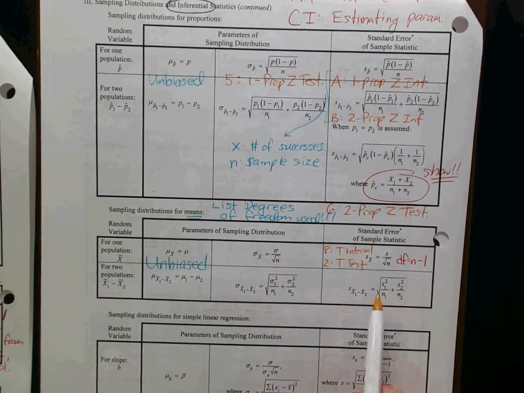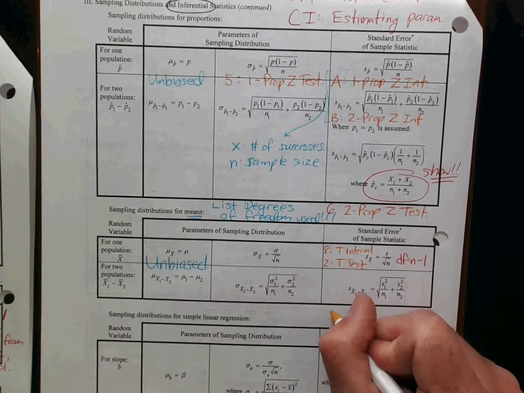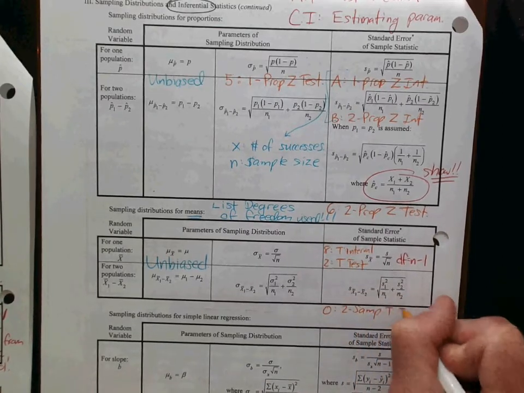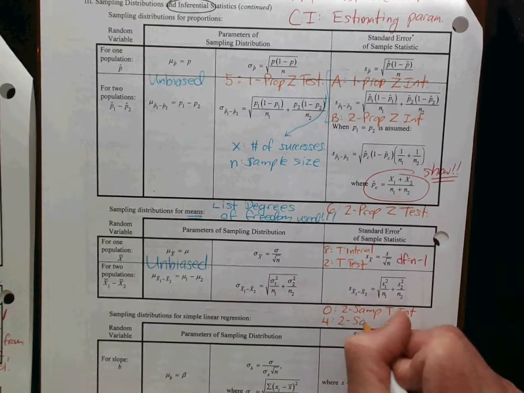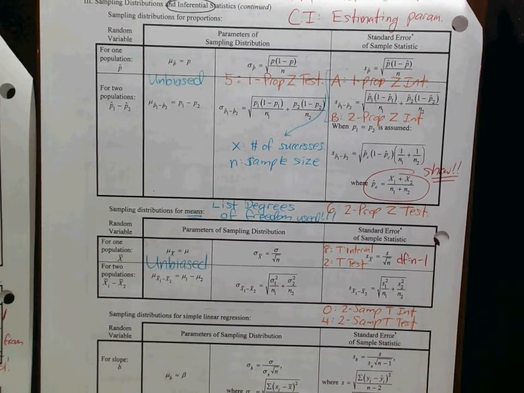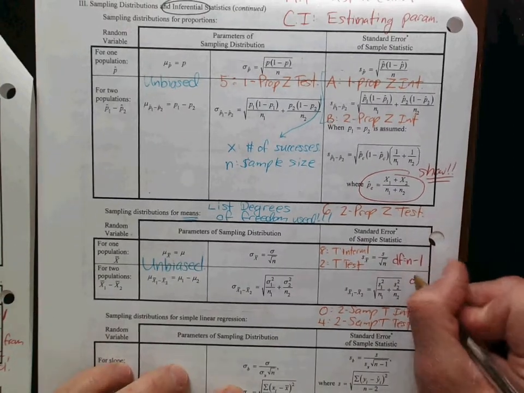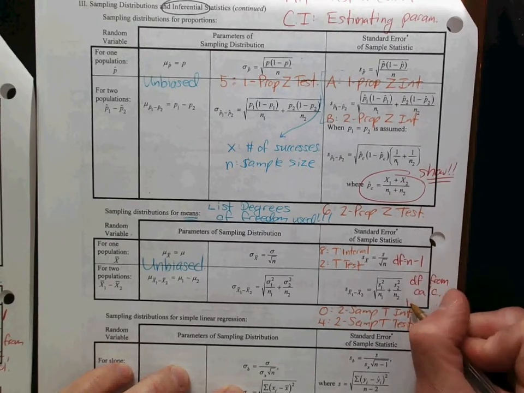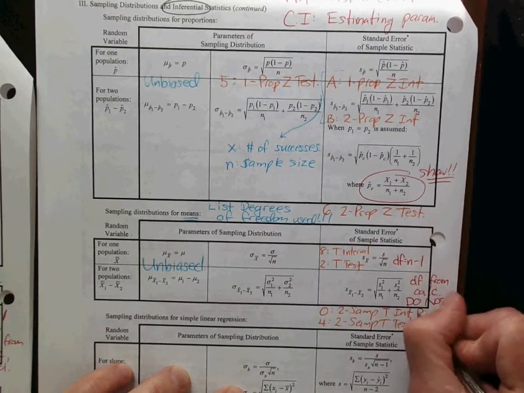And then in the two-sample case, the interval is option 0, 2-samp t-interval, and then option 4, 2-samp t-test. You will not use a z-interval or a z-test. And for the two-sample situation, you will use degrees of freedom from the calculator, and do not pool. Do not pool.